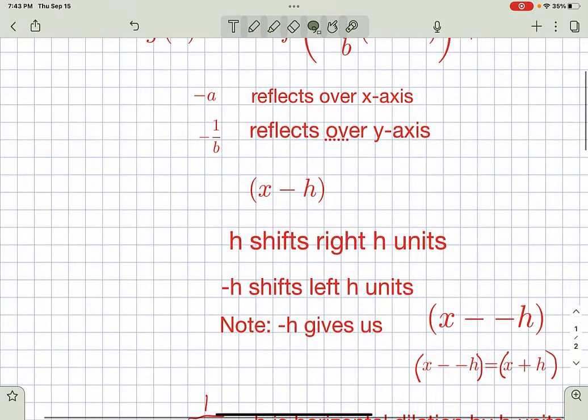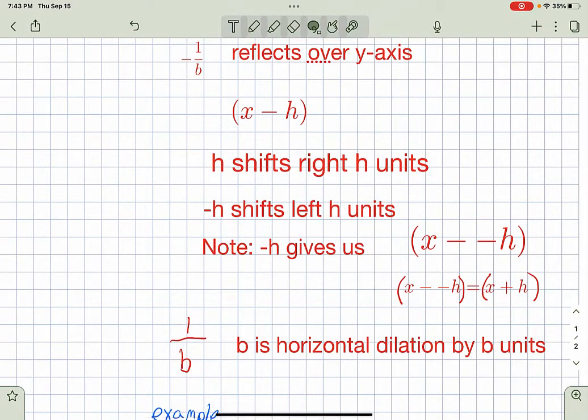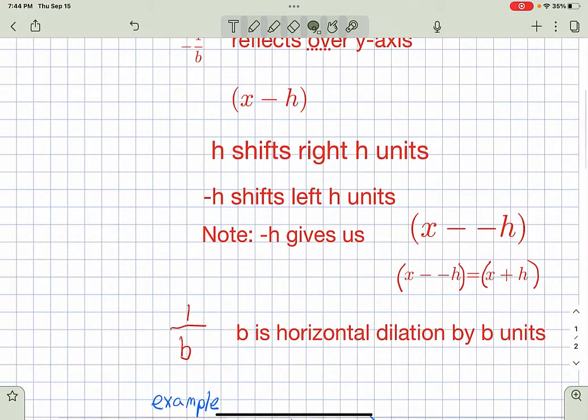X minus h will shift right h units. Negative h shifts left h units. Now note what happens. Because the formula is x minus h, x minus negative h gives us x plus h, which we know shifts to the left. So that is how it actually works: in x minus h, if h is positive, it shifts to the right. X minus negative h shifts to the left, but in the equation you'll see it as x plus h.